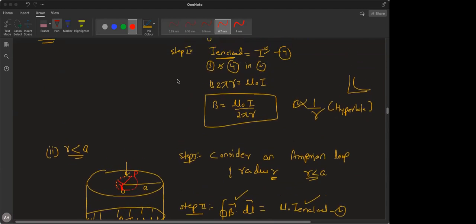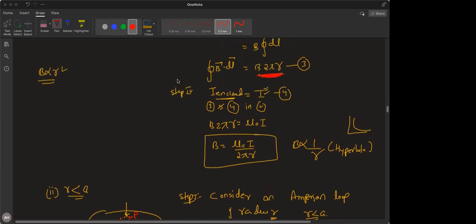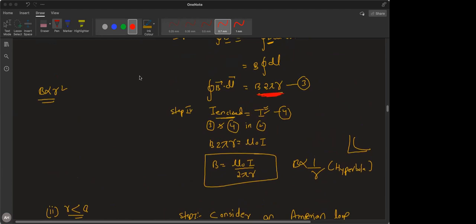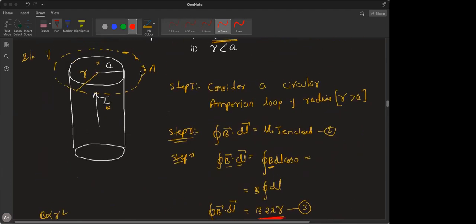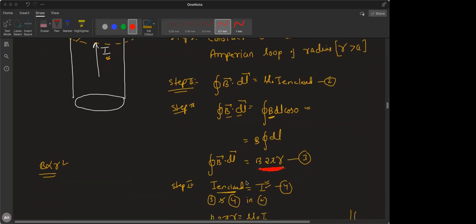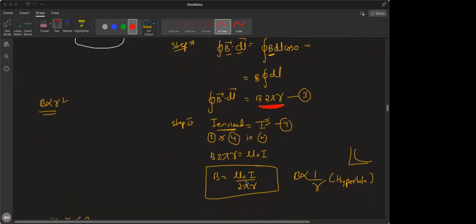Sir, can you explain the fourth step again? See, in the fourth step, you just need the current passing through the Amperian loop. Current is basically passing through the conductor, and the whole of the conductor is enclosed by the loop, right? Yes, sir. The loop is outside the conductor. So the current enclosed by the loop is the current passing through the conductor, and that is I. That's why I wrote I enclosed equal to I. Okay, sir. Got it.